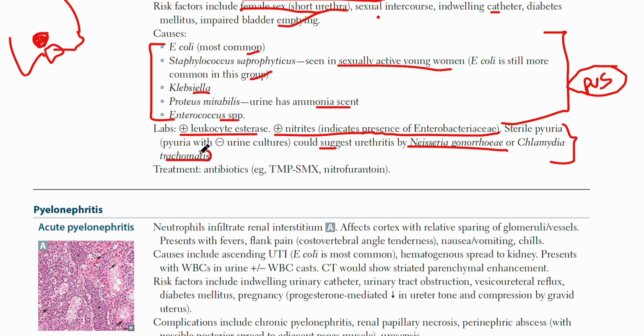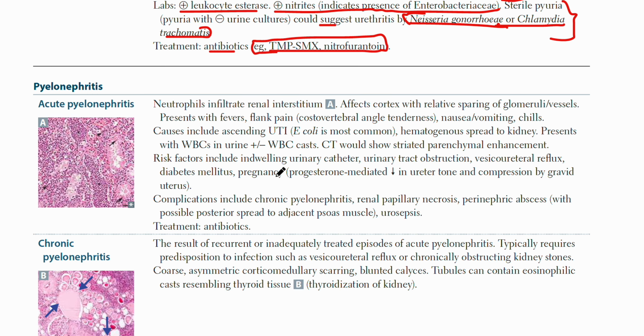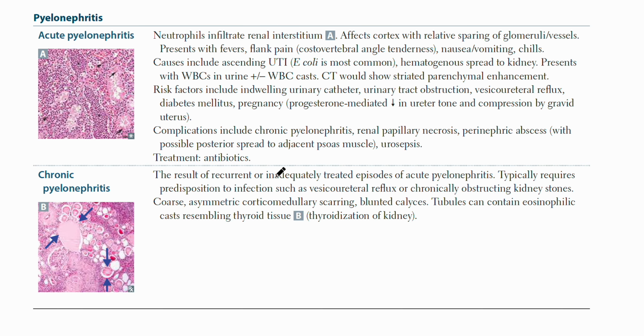So in urethritis caused by Neisseria gonorrhoeae or Chlamydia trachomatis, there is sterile pyuria present. So you have to remember that too. The treatment is antibiotics, that is TMP-SMX, and also nitrofurantoin are used, right? TMP is trimethoprim. And then let's talk about pyelonephritis.